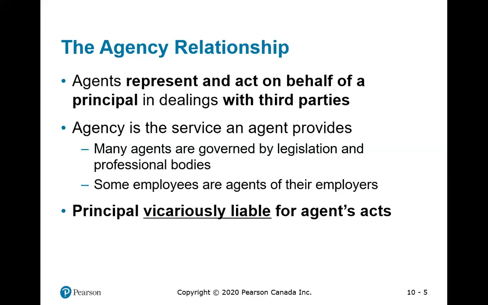Someone said insurance agent. Is the agent the owner of the insurance company? Yeah, they offer insurance from a different company. So that's what an agency relationship is. There's an agent that represents and acts on behalf of what we call a principal. The owner of the house is the principal. The buyer, the potential buyer, is the principal. And they will have an agent working and acting on behalf of them, dealing with third parties.